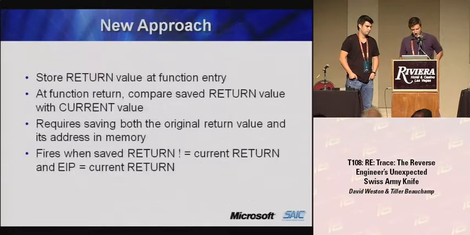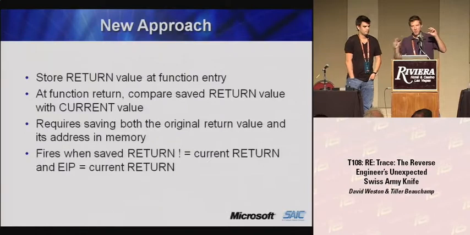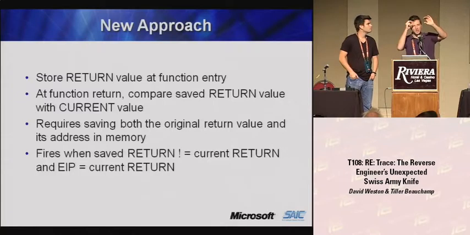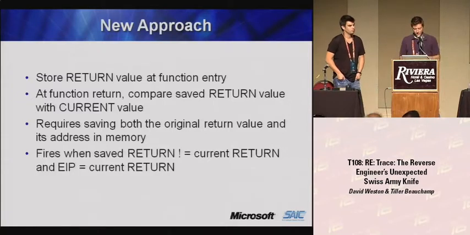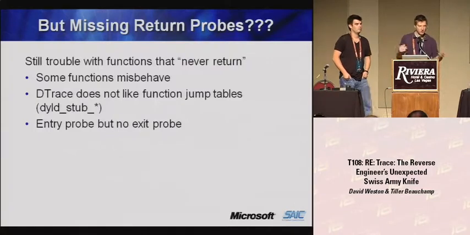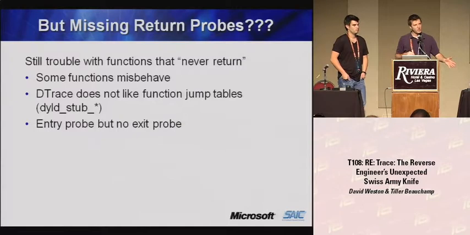But the basic idea is that instead of comparing IP, when we enter a function, we record the return address on the stack. When we exit the function, we look at that same spot in memory and see if it's the same. So we have this problem with functions we can't trace. Our solution is just to ignore them because they're usually not the functions that we're interested in anyway. It turns out DTrace has some problems with tracing functions, like when they're inside jump tables, so it chooses to just ignore them. We'll trace the entry point, but then it doesn't know how to do the return point.